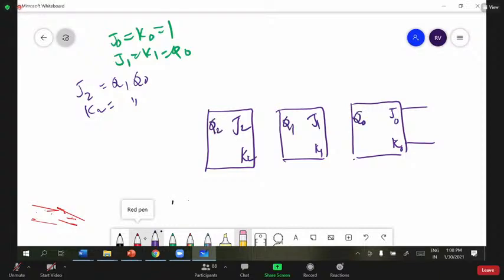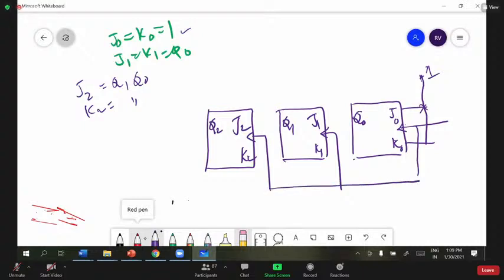This is Q2. So now based on this, we can initially connect this to the logic high. J naught, K naught, both are 1 now. So that's why I am connecting this to logic high. Clock signal should be given to all the flip-flops at a time. This is a synchronous counter. That's why this is very important for us. The clock signal is given to all the flip-flops at a time.